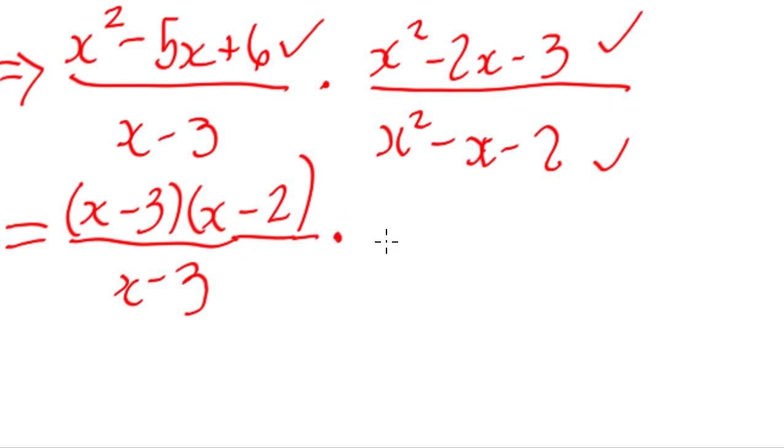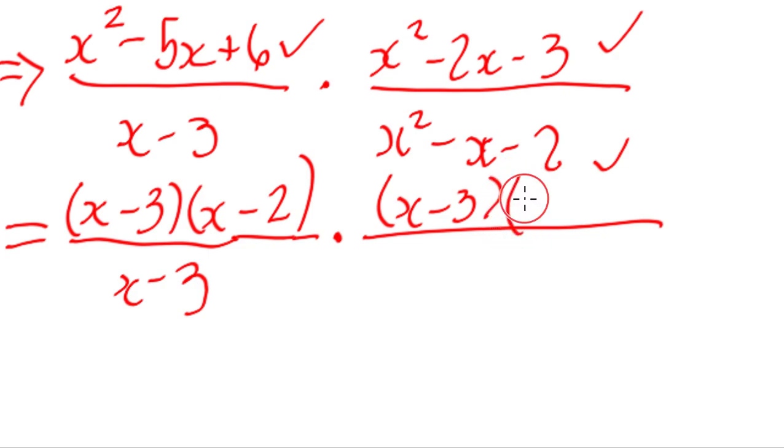And then we also need the binomial factors of x squared minus 2x minus 3. The third term is negative, so the two integers have different signs, and the middle term is negative, meaning the one with the bigger number has to be negative. What are the two numbers? I think I have given you time already. They are x minus 3 and x plus 1. Negative 3 times positive 1 gives us negative 3, and negative 3 plus 1 gives us negative 2. So those are our factors.